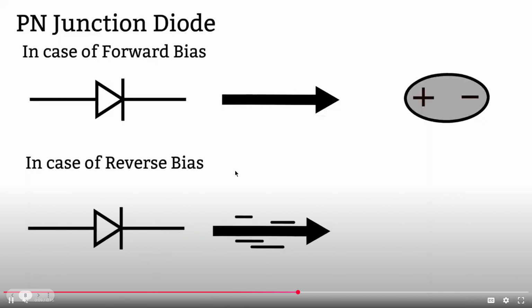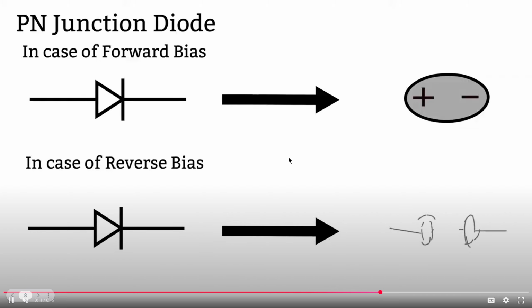And in the reverse case, there are two conditions: when applied voltage is less than Zener voltage, and when applied voltage is greater than Zener voltage. If the applied voltage is less than Zener voltage, then the diode is replaced by an open circuit because no current is flowing. But in the second case, it will not be replaced by an open circuit, because at that time the reverse bias conducts current.